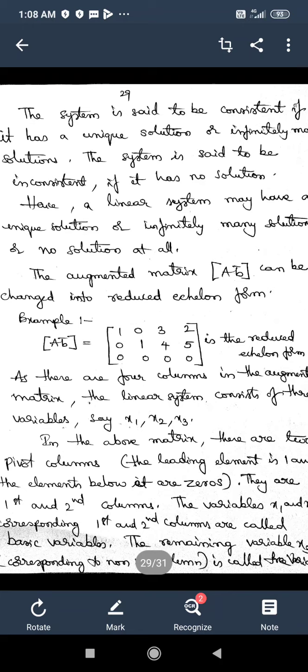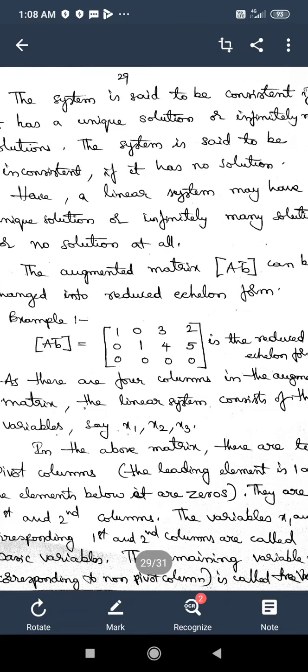In the first two cases, we call the system consistent, and in the last case, where there is no solution at all, we say that the system is inconsistent.